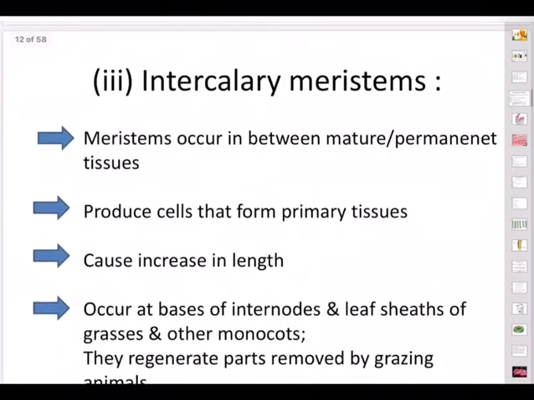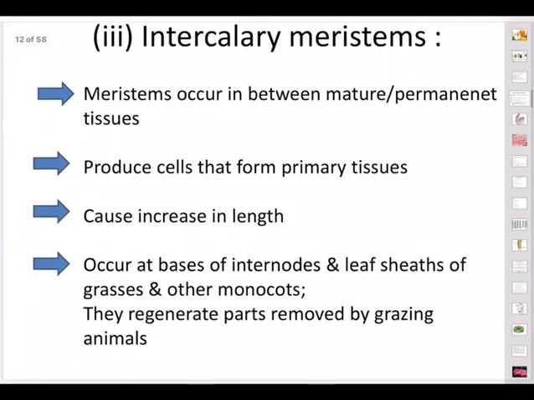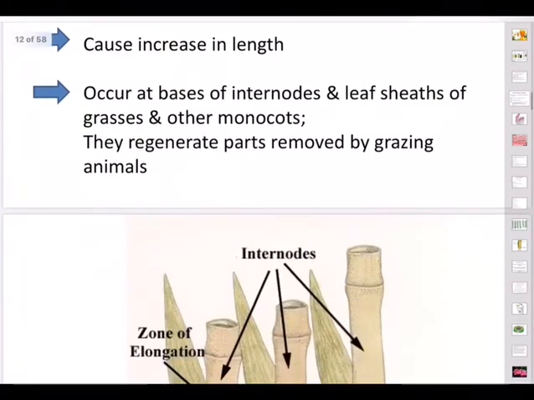And then intercalary meristem. These are present in between the two regions. These help in elongation of the organs and are commonly found at the base of the leaves and above or below the nodes. Wherever two nodes are there, in between the two nodes, this meristematic tissue is present. So it increases the length.